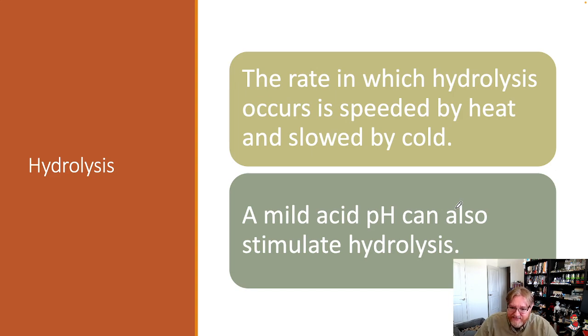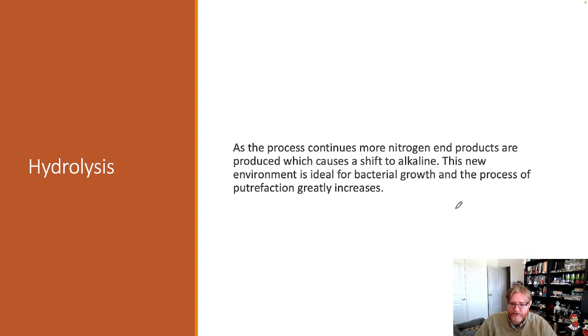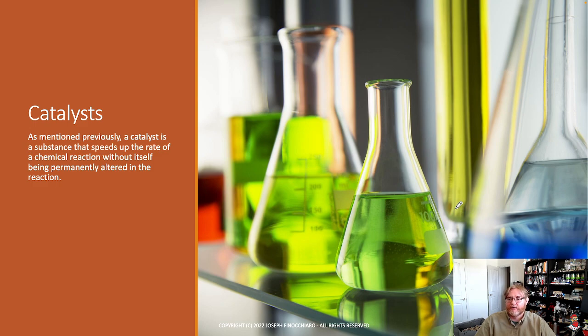A mild acid pH can also stimulate hydrolysis. As the process continues, more nitrogen end products are produced, which causes a shift to alkaline. This new environment is ideal for bacterial growth, and the process of putrefaction greatly increases. As mentioned previously, a catalyst is a substance that speeds up the rate of a chemical reaction without itself being permanently altered in the reaction.